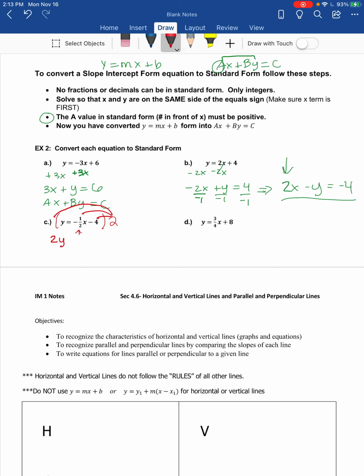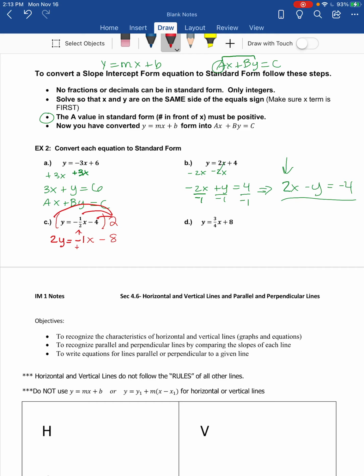So 2 times y gives you 2y is equal to negative 1/2 times 2. So now go ahead and take out your calculator, type in fractions always get parentheses, so parentheses negative 1 divided by 2, close it up, and then times 2. And when you do that, you get negative 1x. And then negative 4 times 2 is negative 8. So now step 1, the fractions are gone, but we need to get it into standard form now.